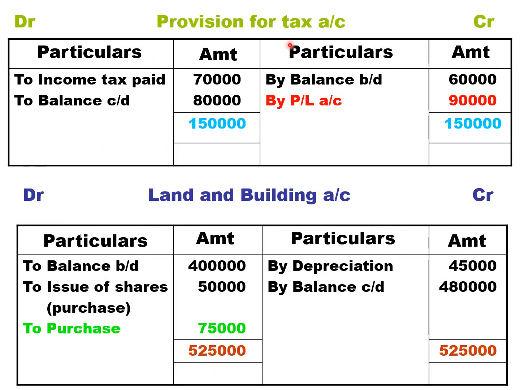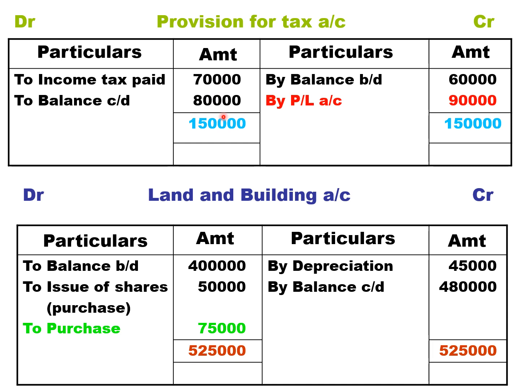Next, students, provision for tax account. You need to prepare it. It's a liability. So it's by balance brought down 60,000. To income tax paid: when you pay, it's an expense, so it will come in debit side. Debit all expenses and losses. So to income tax paid 70,000. To balance carry down 80,000.